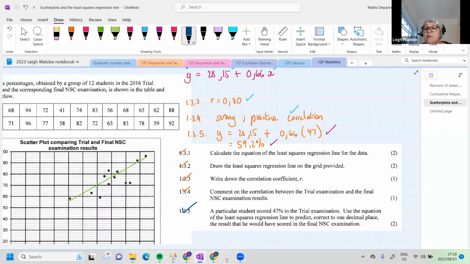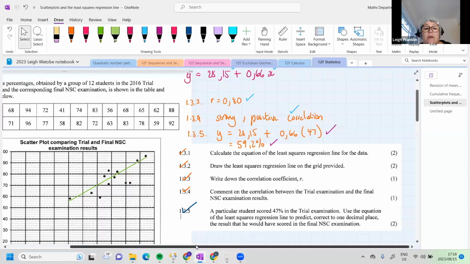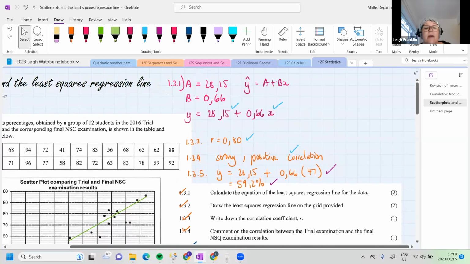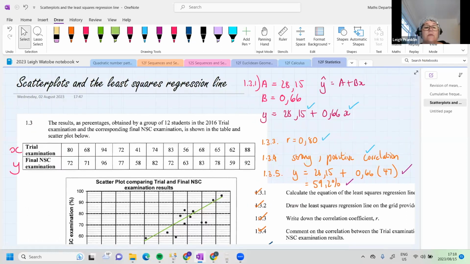Okay, and that's it. So 2, 4, 6, 8 marks. This should be something that is relatively straightforward and easy enough for us to be able to get. Any other questions?